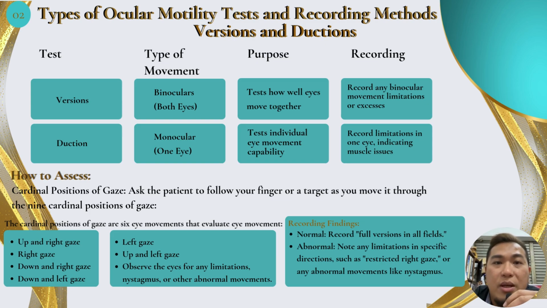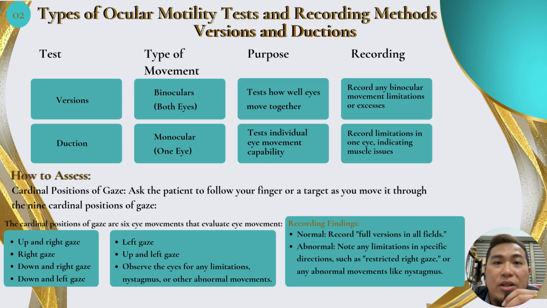When recording our observations, we document any movement limitations or overactions. If the eyes don't fully reach a position, we note this as restricted movement or hypofunction. Alternatively, if the eye moves too far, it's termed hyperfunction, which could indicate an issue such as muscle weakness, nerve palsy, or another motility disorder. Now let's move on to ductions.